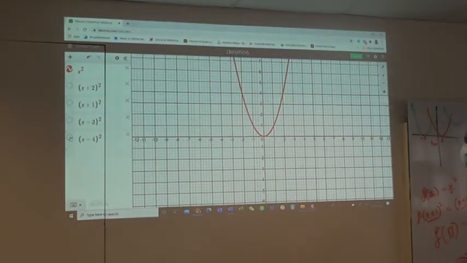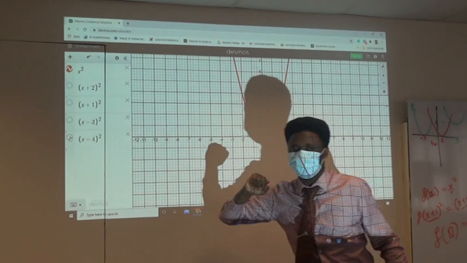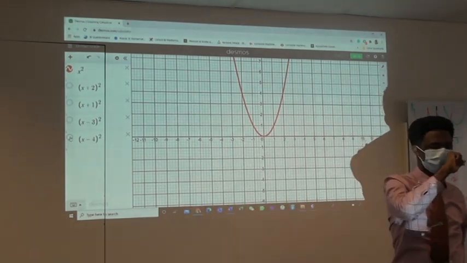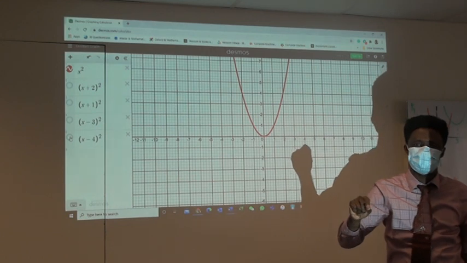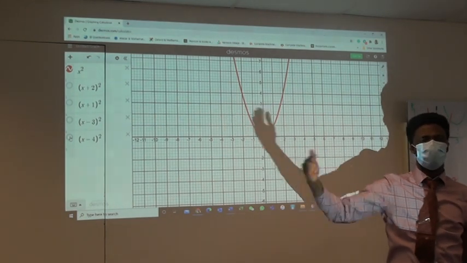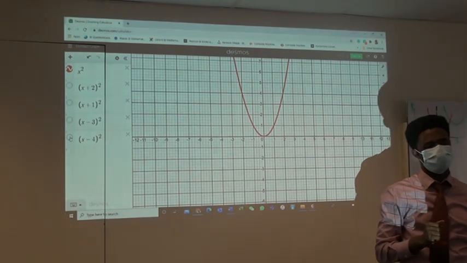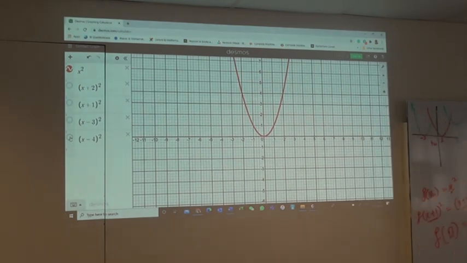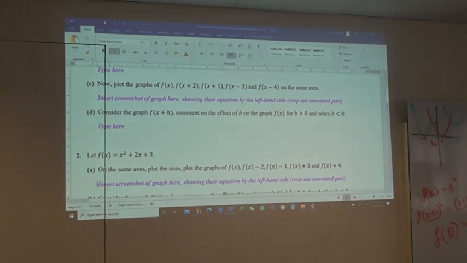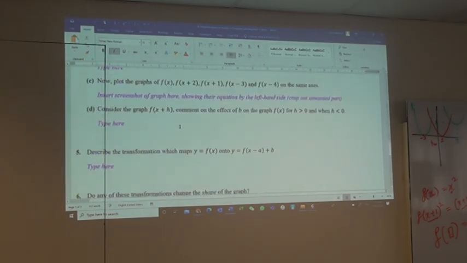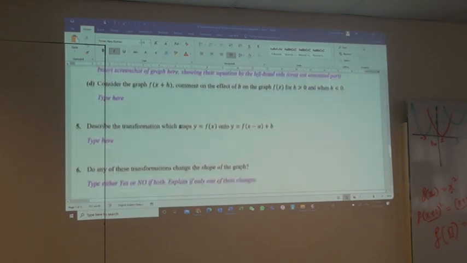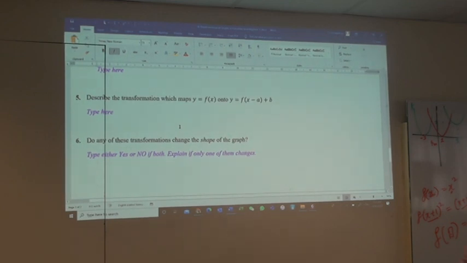So we have seen that this number here is responsible for the horizontal slide. When you have negative, you go to the right. When you have positive, you go to the left. Then I ask you to make a conclusion. Because it's the same for other functions, I don't want us to waste too much time. Let's look at it. I said describe the transformation which maps f of x onto f of x minus a plus b. Who wants to go for that?